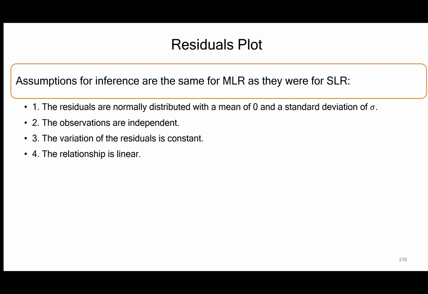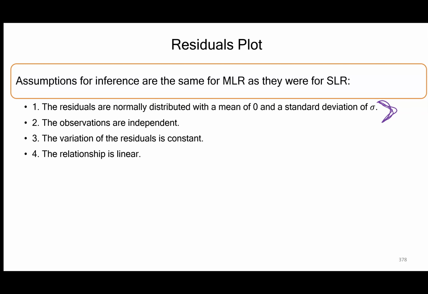So we want to know, are they normally distributed with a mean of 0 and a standard deviation of sigma? This sounds really complicated. Just know that around the line, the points are denser close to the line and less dense further away. We want to know that the line on average does pretty well. You don't want all the points to be hanging out away from the line.